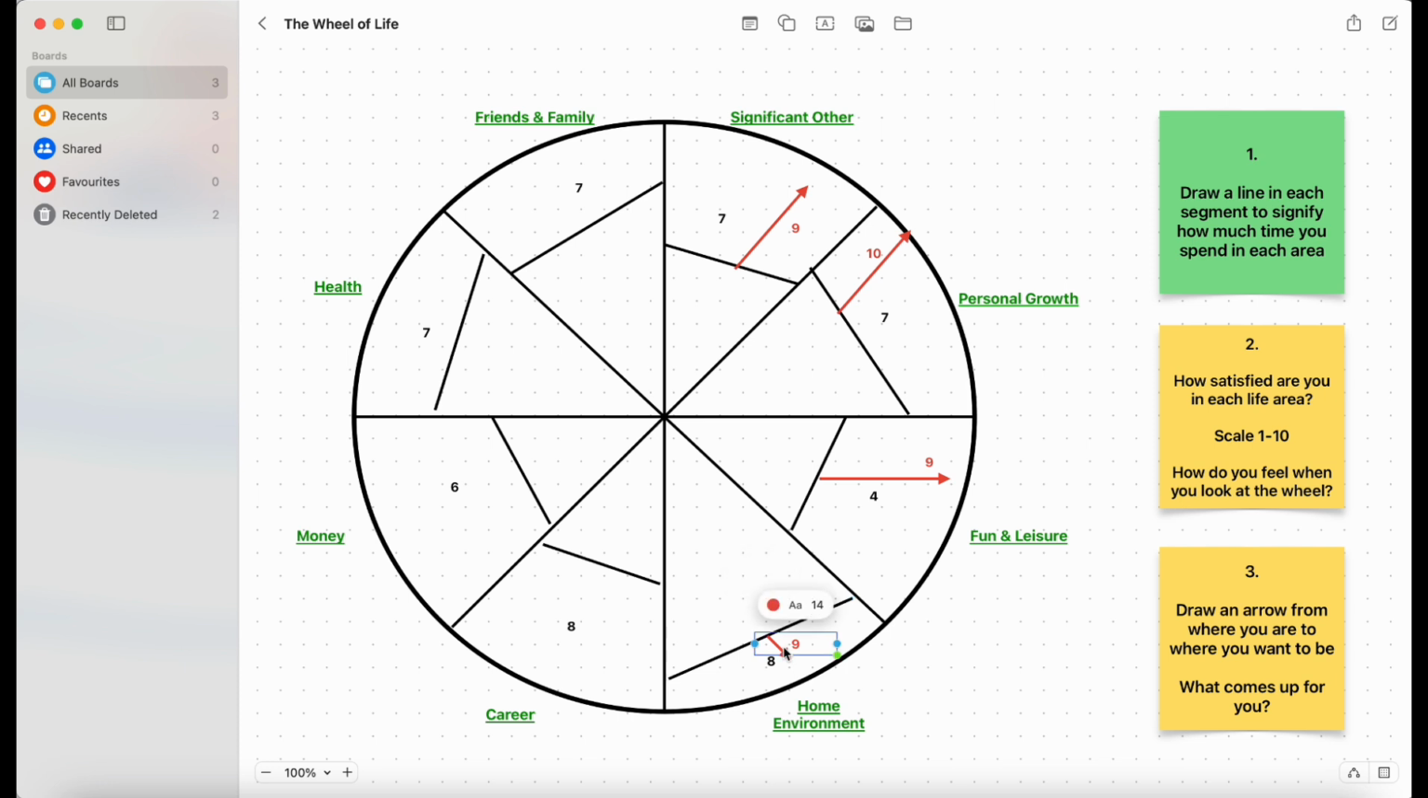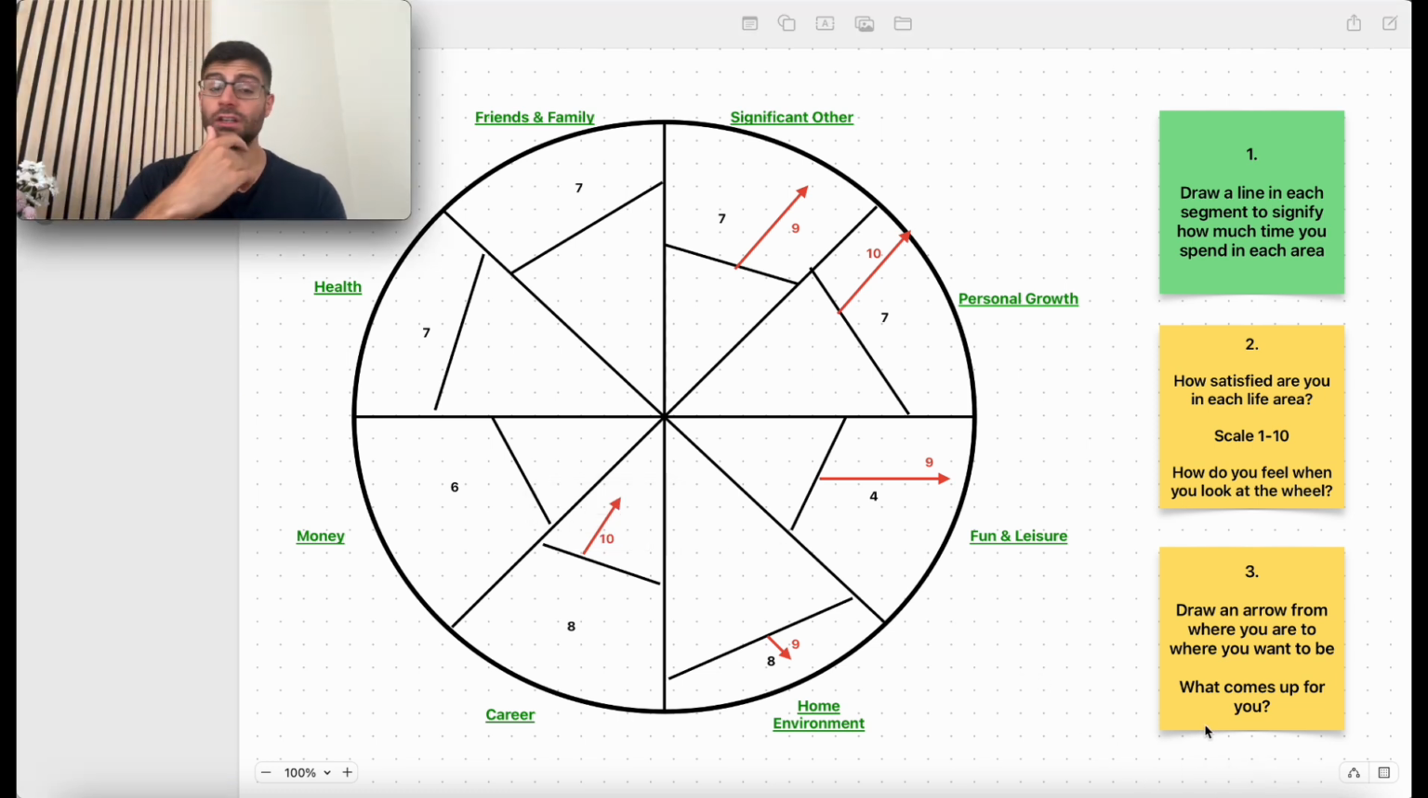Career. Now, this one is interesting. So I spend about half my time on my career. To be honest with you, ideally, I want it to go down. If I'm honest, I want to spend, let's say, a third of my time on my career, or a quarter of my time on my career. Yet I don't want to be quarter satisfied. I want this to be a 10. Is that possible? In the longer term, yes.